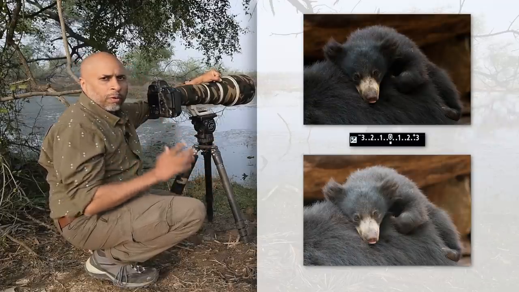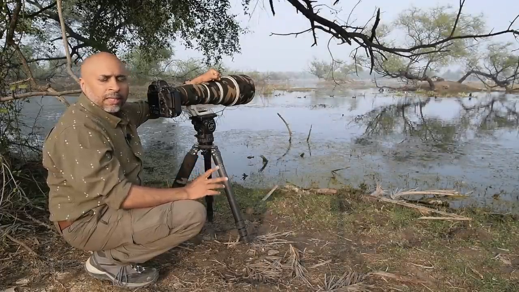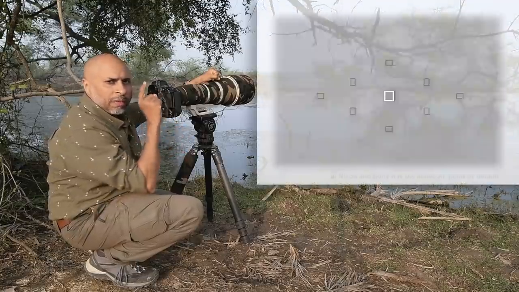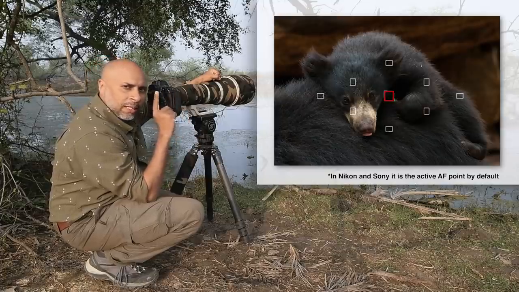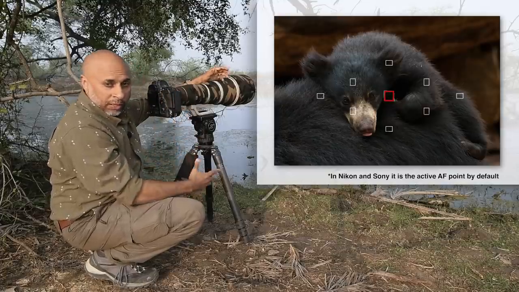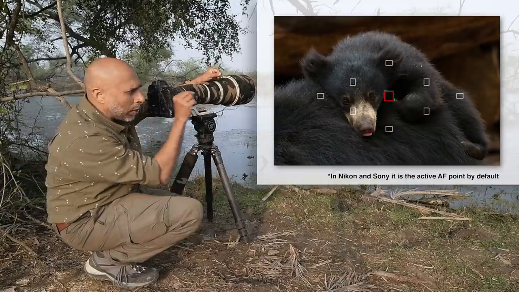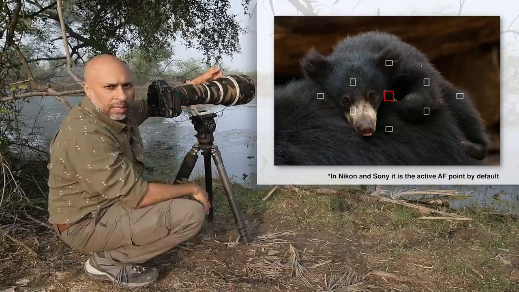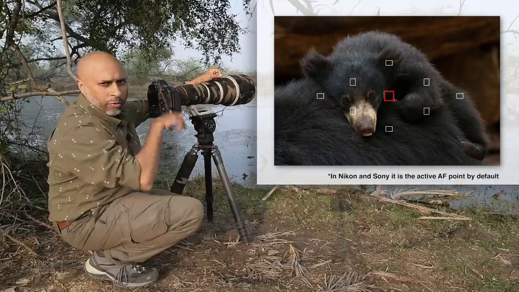Another very important point when it comes to the whole concept of spot metering is that the camera evaluates how much light is being reflected from that one single autofocusing point. Generally, by default, it is the center autofocusing point. That is why it is called spot metering, because it meters from that one particular spot. That spot area is generally in the range of 1% to 3% of your entire frame.